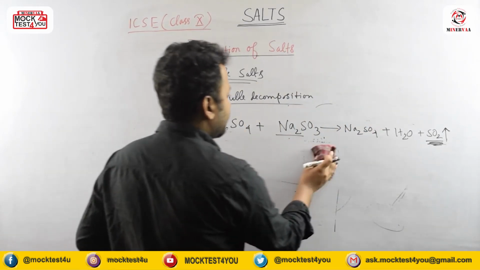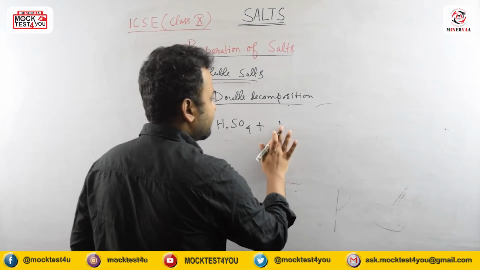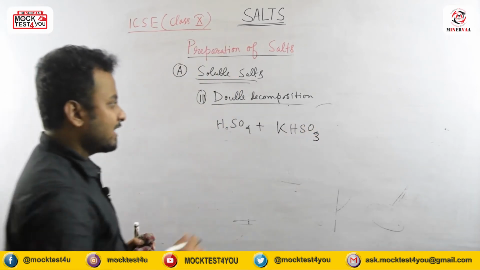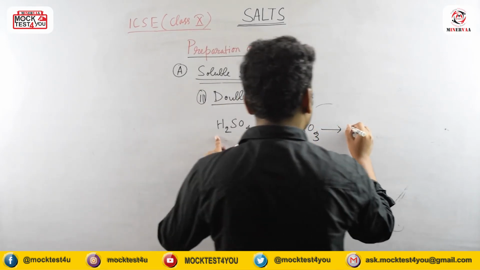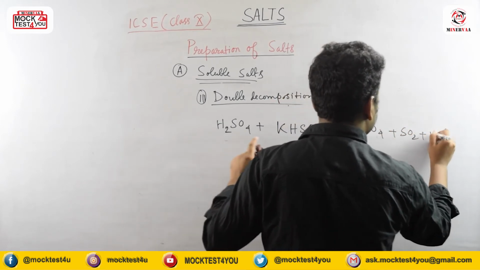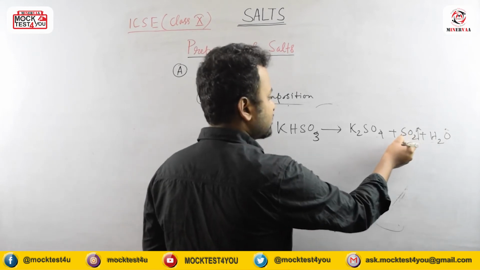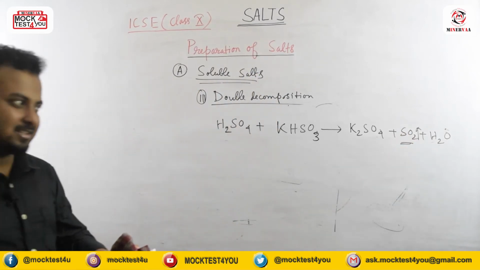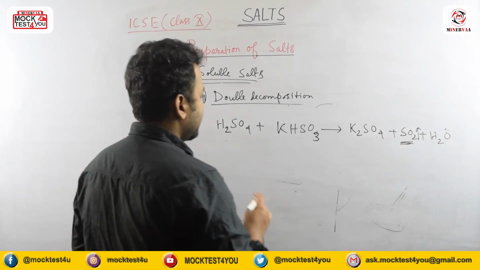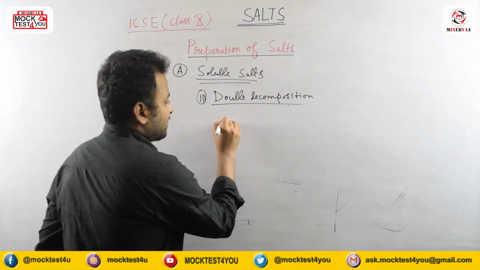In the same way, H2SO4 can also react with bisulfite. Suppose we are taking potassium bisulfite. It will react as K2SO4 plus SO2 plus H2O. Here also SO2 gas will be released, same reaction. And this SO2 gas can change the color of KMnO4 solution, and it can change the color of acidified potassium dichromate solution, right?